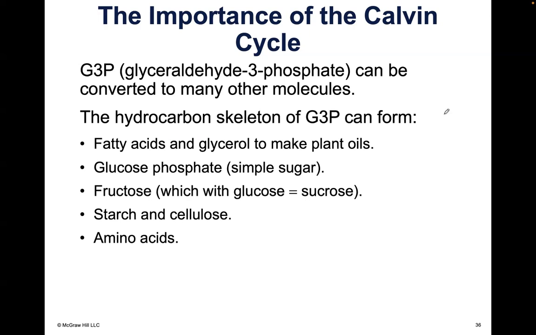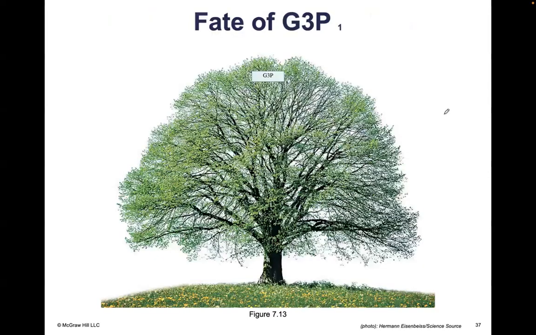It can also form glucose phosphate, which is a simple sugar. It can also form fructose, which is a glucose from fruits, which combined with glucose equals sucrose. So starch also, and it can also form cellulose. It can also form amino acid. So we're going to see from this picture how all of these things are possible. So this is called the fate of G3P.